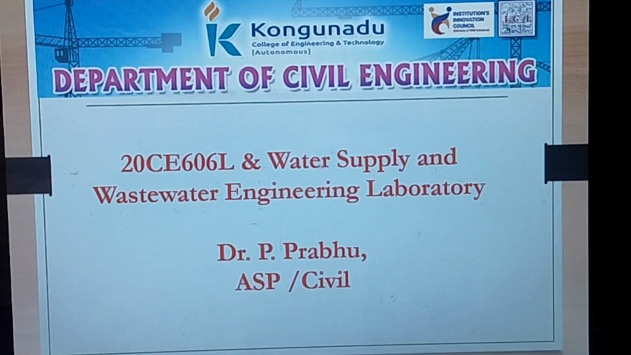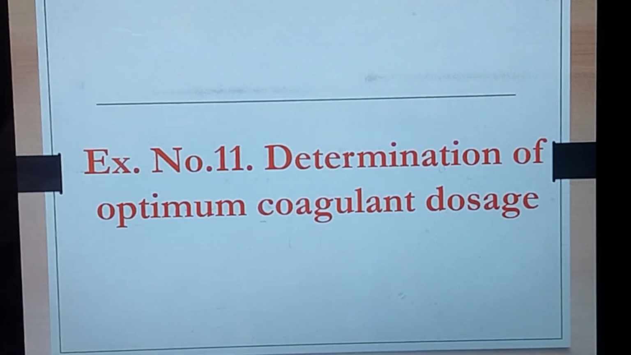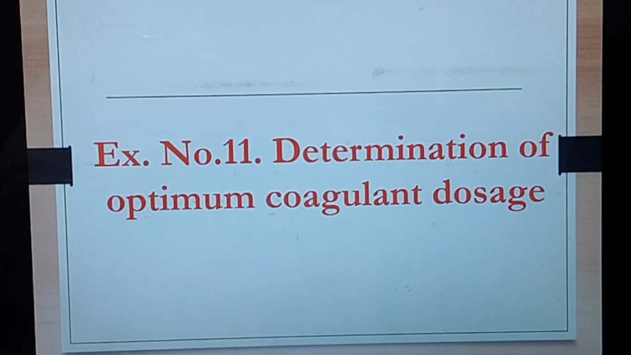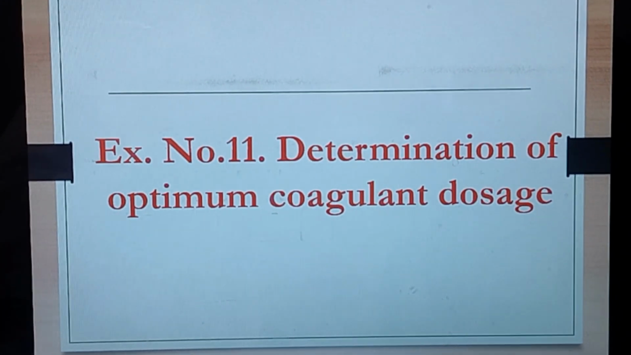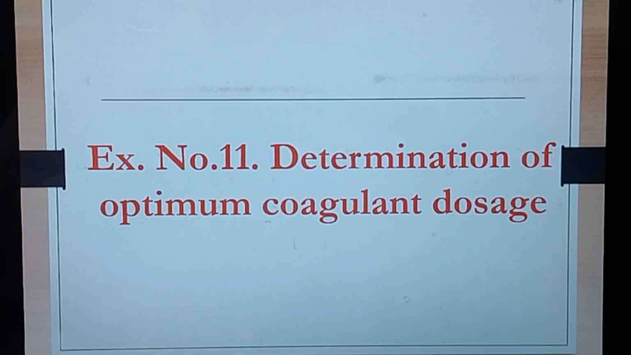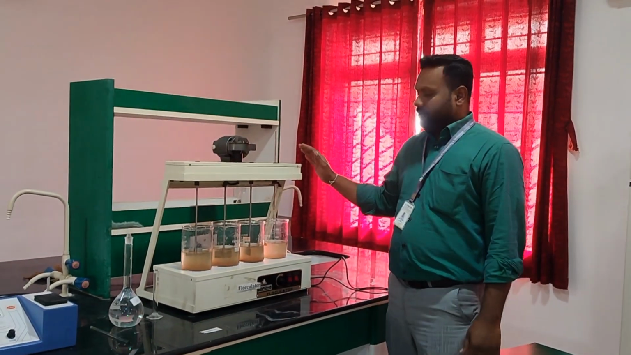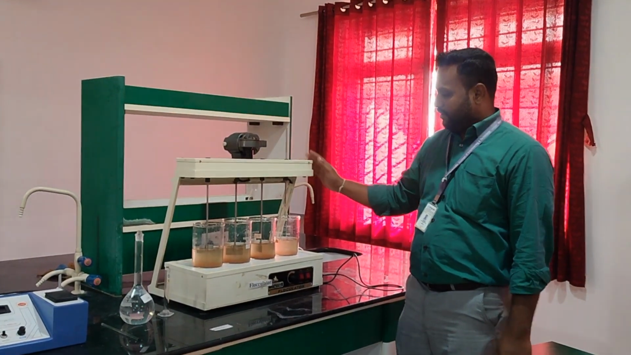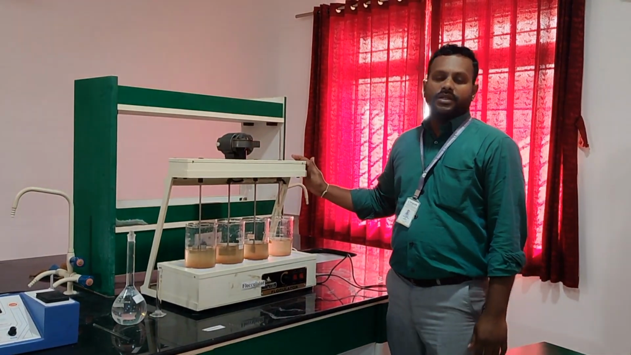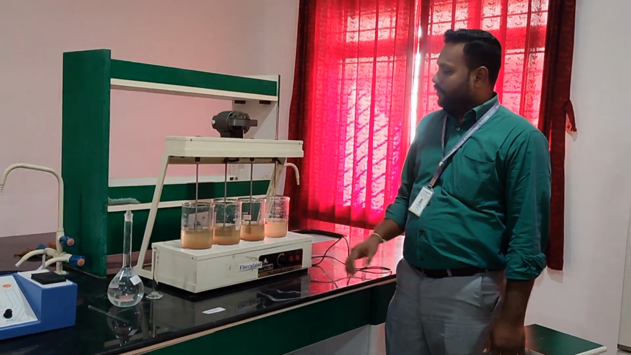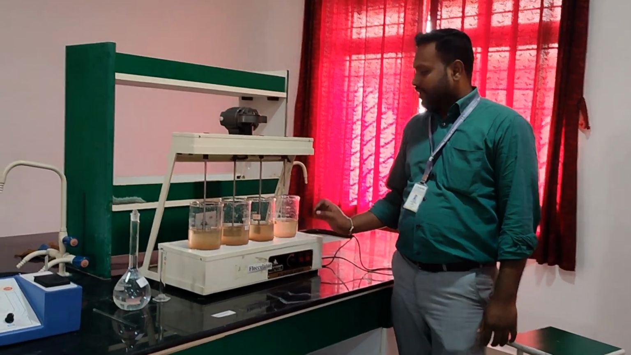So let us go with the experiment. Experiment number 11, determination of optimum coagulant dosage. So this is the experiment we are going to see. Let us start the experiment with the lab setup. This is the optimum coagulant dosage method. This is the flocculator. Based on the flocculation, we are going to see the optimum value of alum to reduce the turbidity in the water.